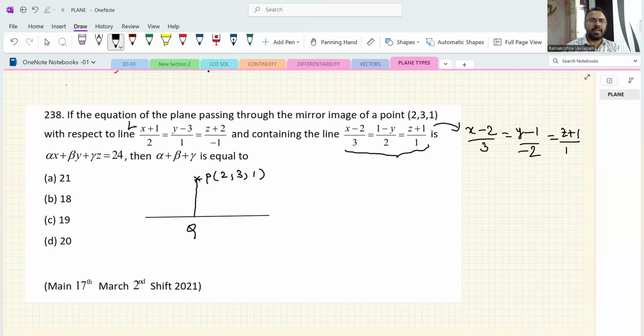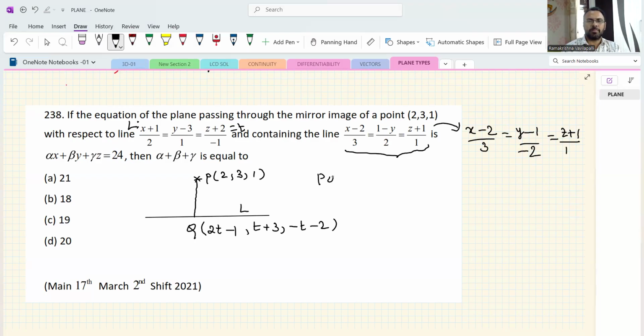So this is the line L. What is any point on line L? That you will get 2t minus 1. Assume this is equal to t. And t plus 3, minus t minus 2. Okay, this is the line L.